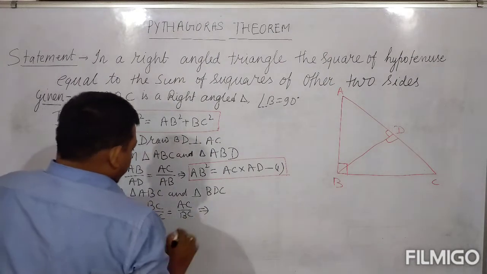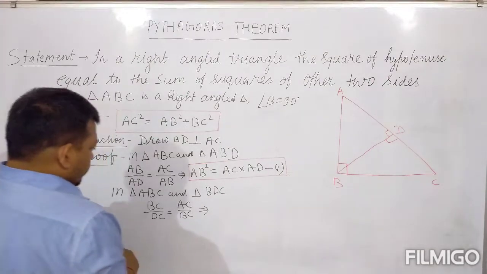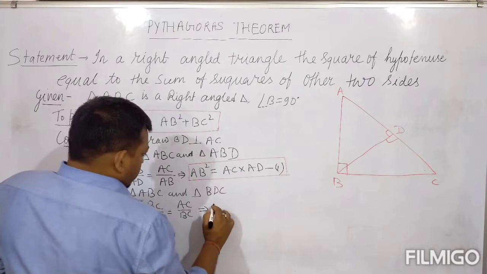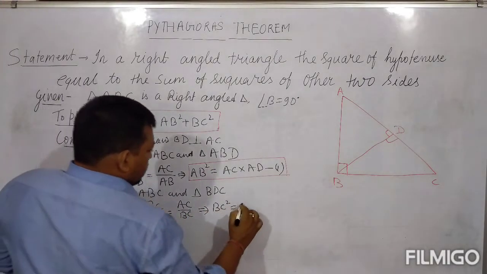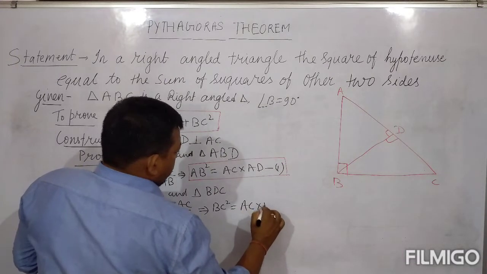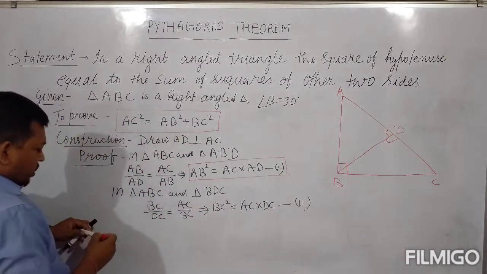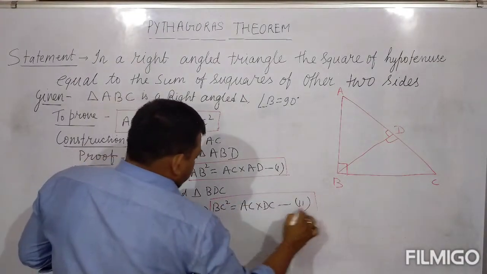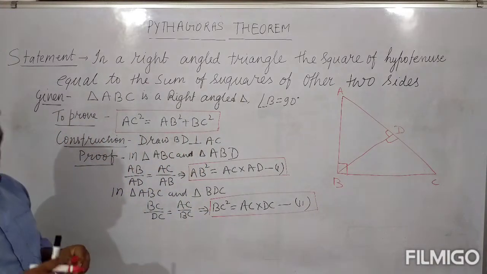So what will we get? Cross multiplying, we get BC square equals AC into DC. This is relation 2. Now we will add these two relations.